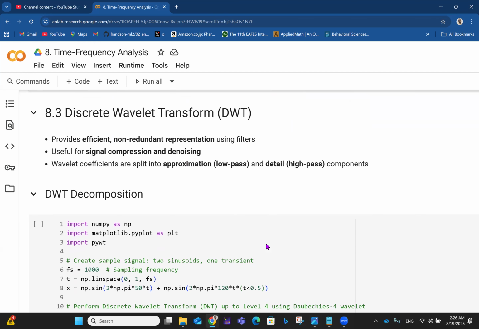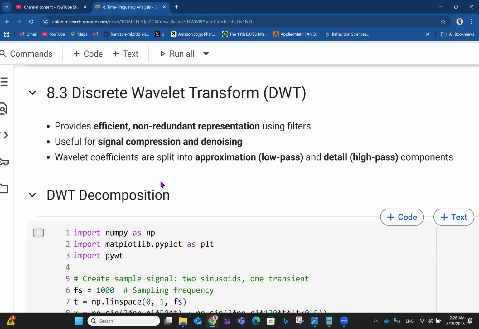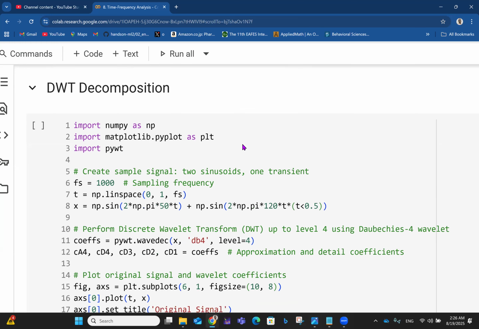Then DWT is the discrete wavelet transform, yeah. The discrete wavelet transform provides an efficient, non-redundant representation using filters. It is used for signal compression and denoising, so it's removing noise, right? Wavelet coefficients are split into approximation, which is low pass, and detail, which is high pass, components. And then we have Python code for that.